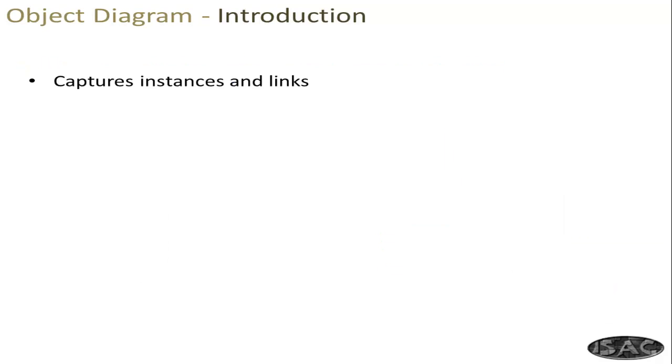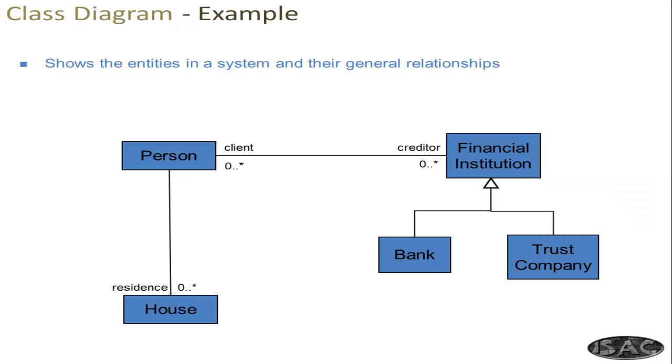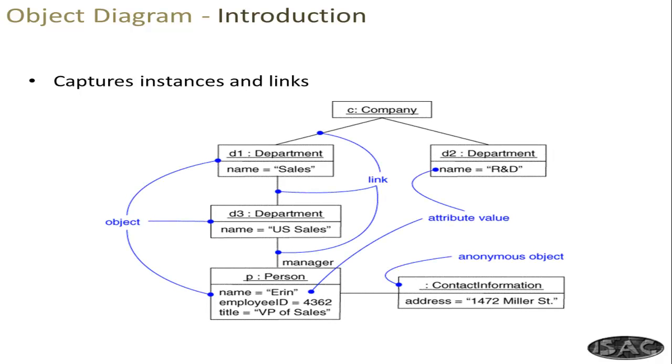Now, once we have seen the class diagram, we will see an object diagram. An object diagram captures the instances and links. So what happens is that here we are not talking about classes, we are talking about objects. So this is nothing but an object. This whole thing is nothing but objects.